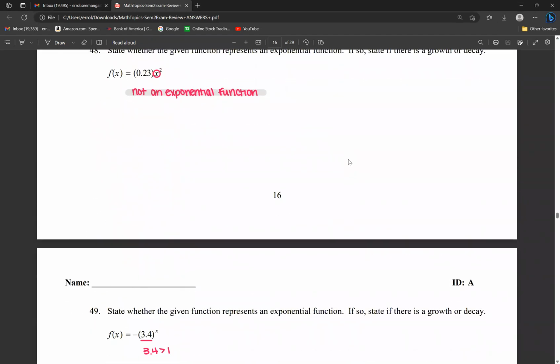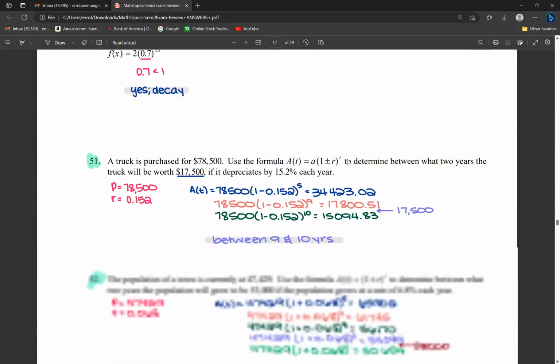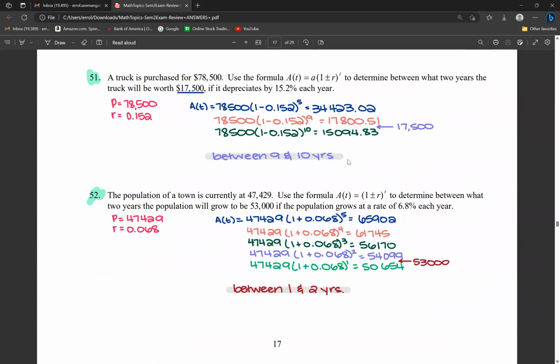What else? 51. A truck is purchased for 78,500. Use the formula to determine between what 2 years the truck will be worth 17.5 if it depreciates at 15.2% each year. You understand that one? We can go over this one.